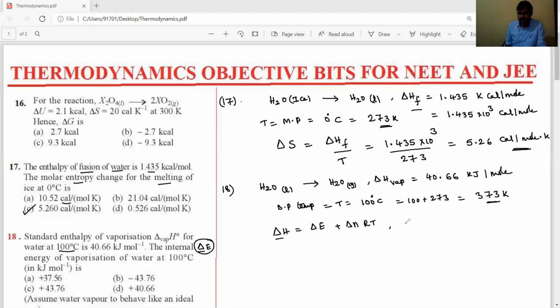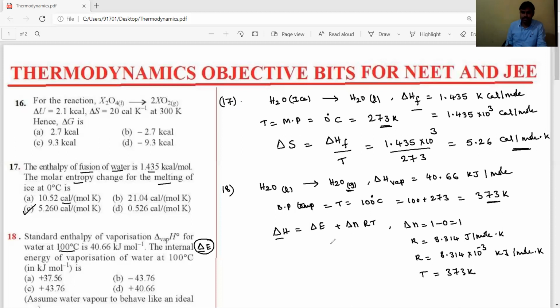and the delta E value we need to find out. Delta N is equal to, since this is in gaseous state, 1 minus 0, which is equal to 1. The R value in joules is 8.314 joule per mole kelvin, which is 8.314 into 10 to the power of minus 3 kilojoules per mole kelvin, because the options are given in kilojoules, that's why I converted the R value into kilojoules. The temperature is 373 kelvin. Just substitute in the above formula, then we'll get the internal energy.